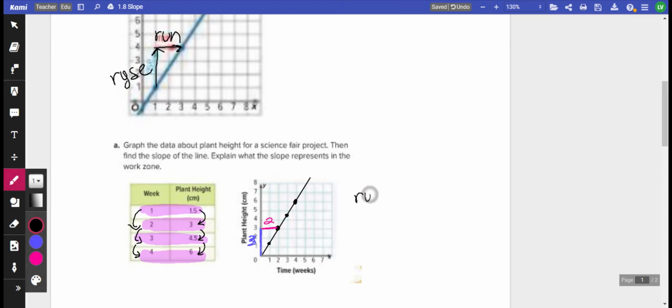So if I want to take my rise value divided by my run value, I'm rising up 3 divided by my running value of 2. 3/2 is my slope.